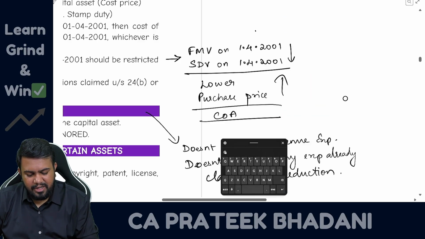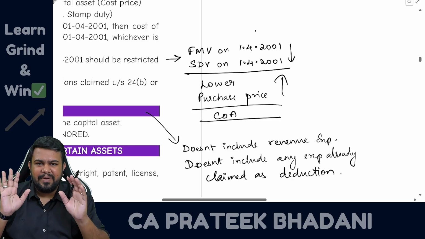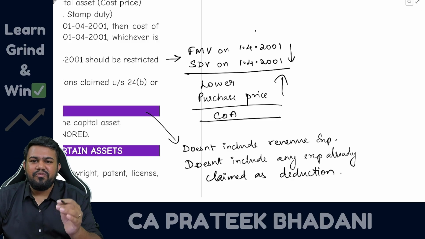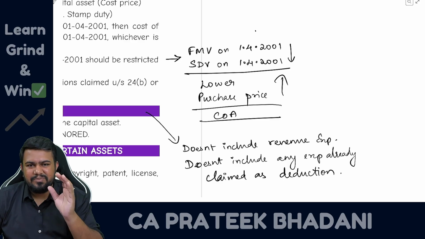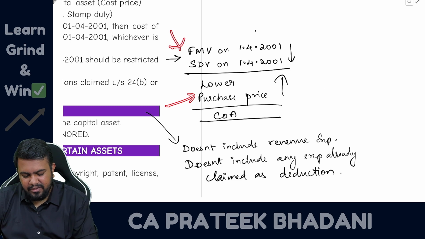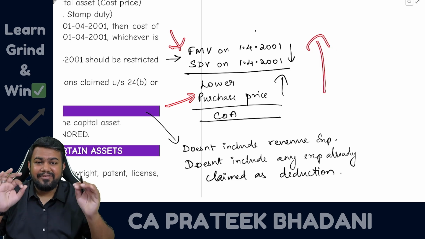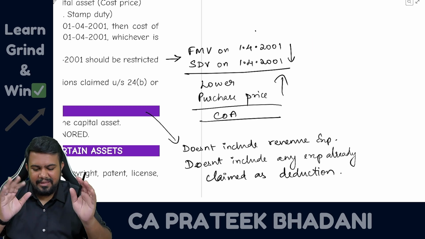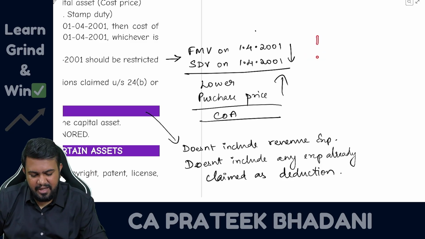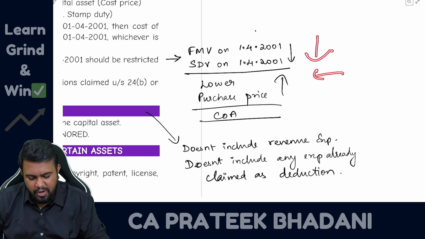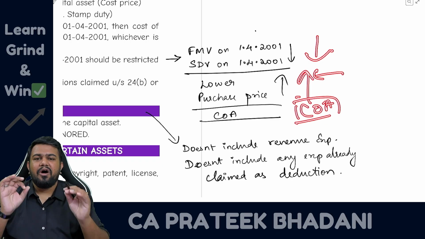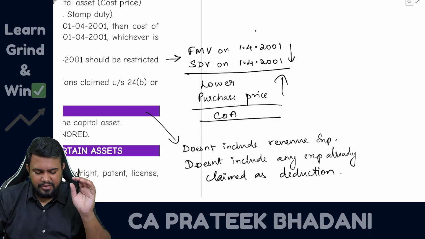How to find out the cost, Kanna? Whatever the purchase price is, first you see whether the asset is purchased before 1/4/2001. If it is, you can take purchase price or fair market value, whichever is higher. But if the asset is a land or building or both, then you have to see fair market value or stamp duty value as on 1/4/2001, whichever is lower. The lower value or purchase price, whichever is higher, will give you the cost of acquisition of the land or building or both. So I'll give you an example.